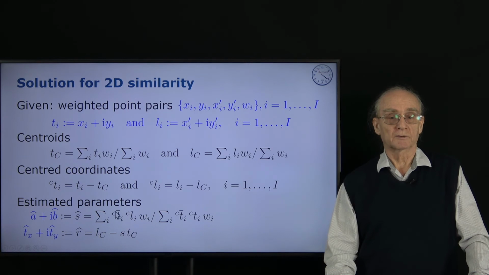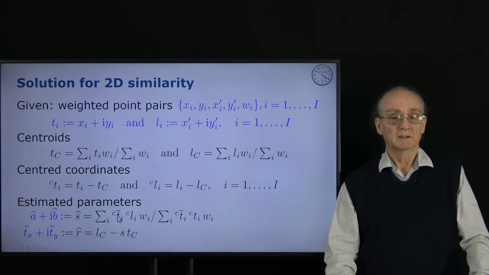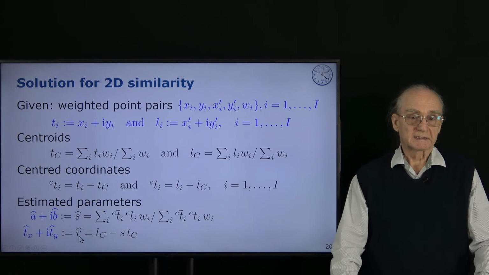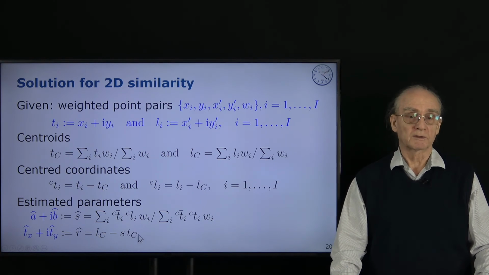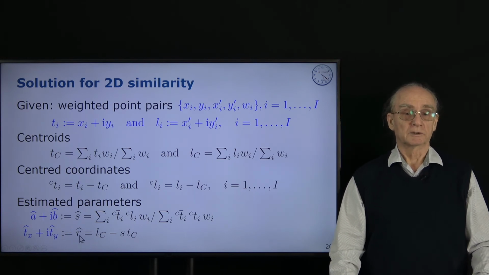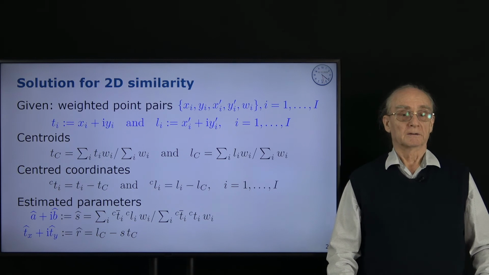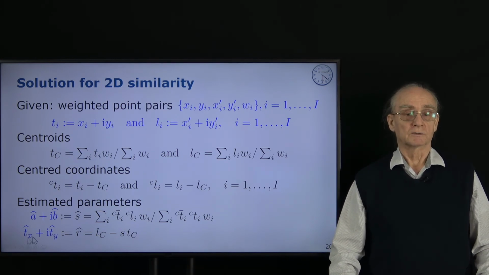Now we have to take care of the conjugate here. That's the only difference. And the translation in the original problem is nothing else than the centroid of the l's minus s, the scaled rotation, multiplied with the centroid of the given data. And now if you want to reinterpret what is s, if you have s estimated, you just take the real and the imaginary part, and you get the a and the b. And if you take the real and the imaginary part of r, then you get the translation x and y.